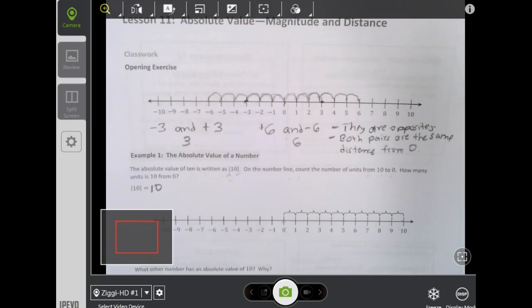What other number has an absolute value of 10 and why? Well, if you remember that the opposites have the same absolute value, therefore, negative 10 also has an absolute value of 10.